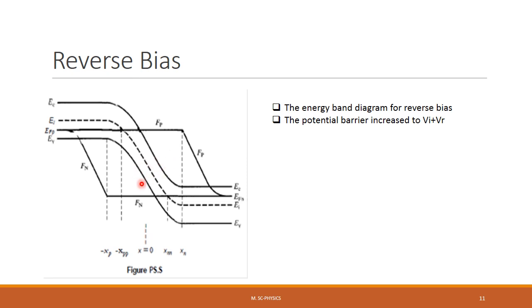In case there are minority carriers, some electrons and holes are neutralized. But here there are no minority carriers. Both are majority carriers. Therefore, the depletion region also gradually increases.